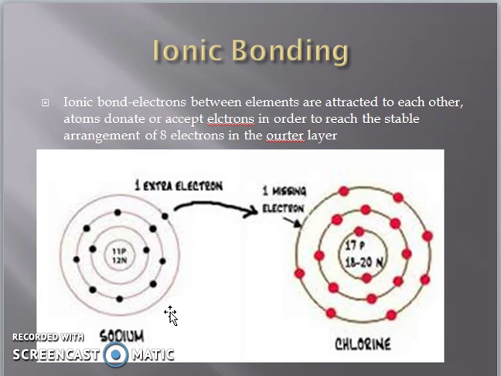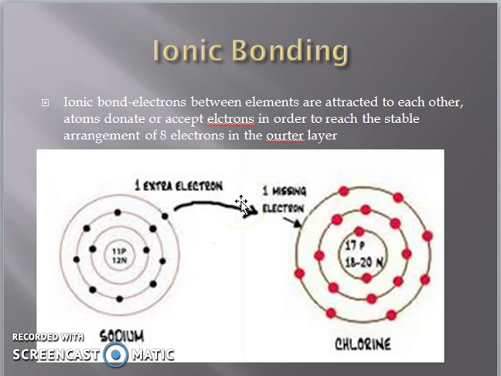So our first one is going to be ionic bonding. The definition of an ionic bond is that electrons between elements are attracted to each other. So atoms donate or accept electrons in order to reach the stable arrangement of 8 electrons in the outer layer.